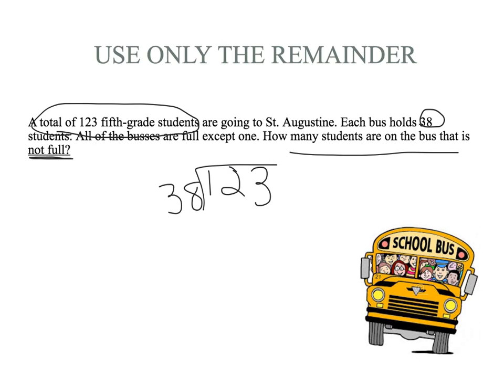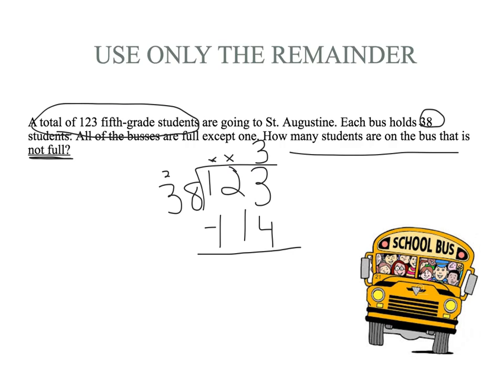Well, 38 into 1, nope, I can't do that. And I can't do 38 into 12. So now I got to go 38 into 123. Well, that is going to be 3. And 3 times 8 is 24. And I'm going to go ahead and put the little 2 to carry there just to make sure I remember. 3 times 3 is 9, plus the 2 is 11.